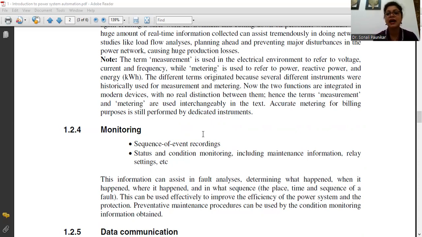This information can assist in the fault analysis, determining what happened, when it happened, where it happened, and in what sequence it happened. This can be used effectively to improve the efficiency of the power system and the protection. Then preventive maintenance procedures can be based on the condition monitoring information obtained. So monitoring is very necessary in power system automation also.